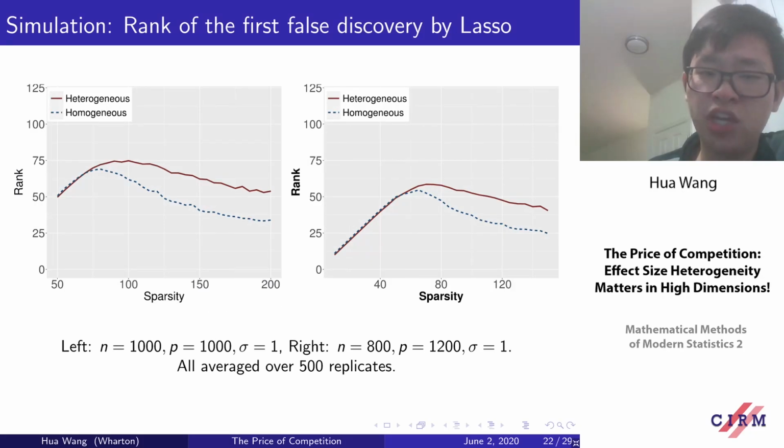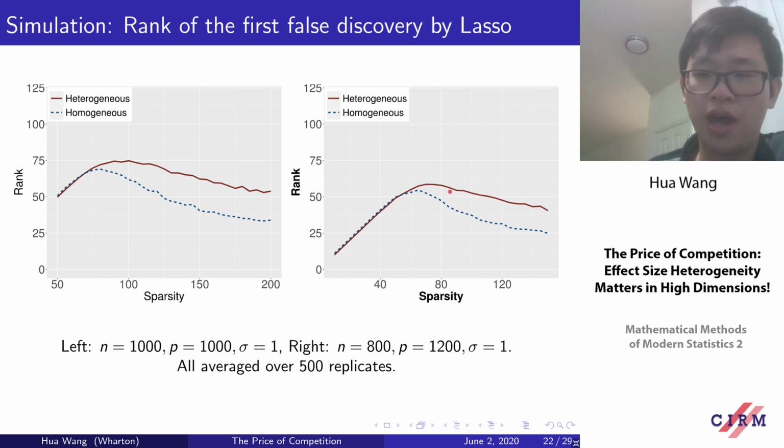Let me give you some visual impression about what is the rank of the first false discovery. I have two simulations. The only difference among those is the design matrix of different size, but the phenomena are the same. As you can see, with the increase of the sparsity, the rank T is at first non-distinguishable between the two cases, the heterogeneous case and the homogeneous case. But gradually, after some critical threshold, there's a significant gap between the heterogeneous one and the homogeneous one.